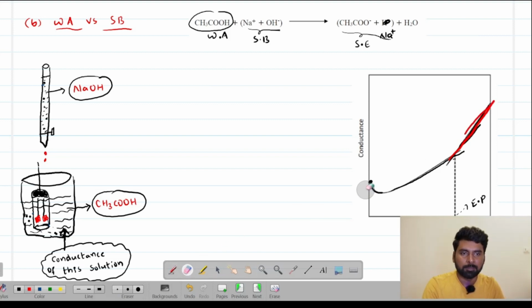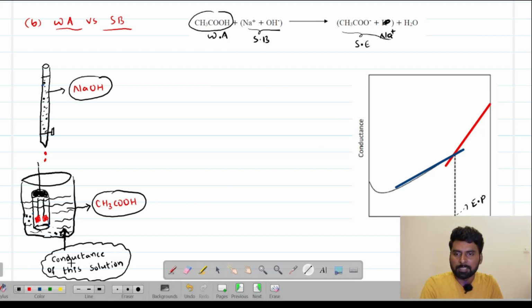Okay, let me erase these things, so I will draw it perfectly. After the end point, the increase in the conductance will be more rapid than before the end point, because NaOH is a stronger electrolyte than sodium acetate. And before the end point, why is there an increase in the conductance? The reason is sodium acetate keeps on forming, which is a stronger electrolyte than acetic acid. This keeps on forming.